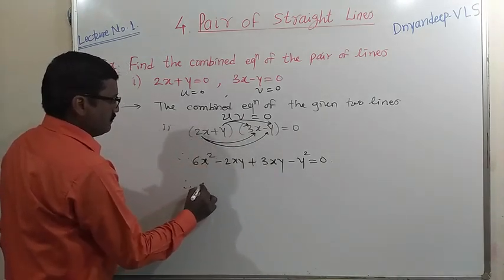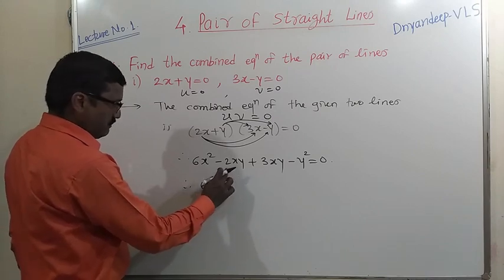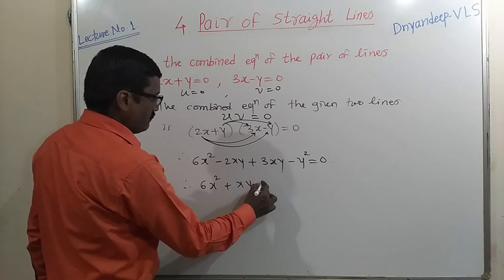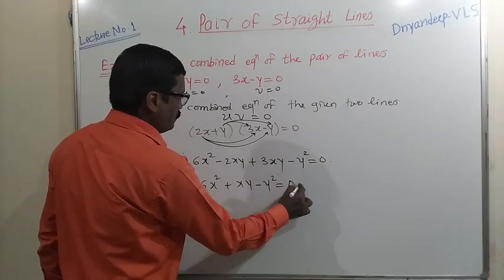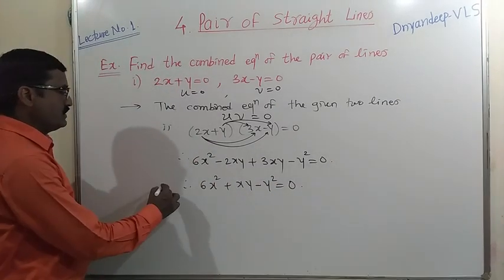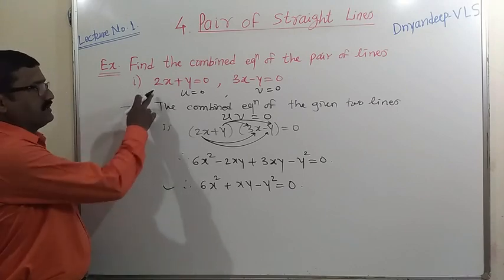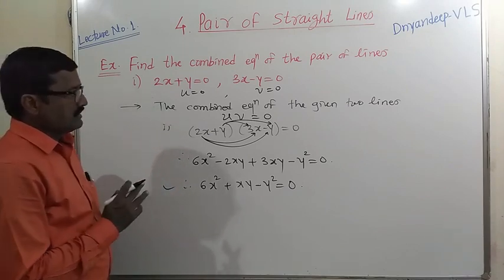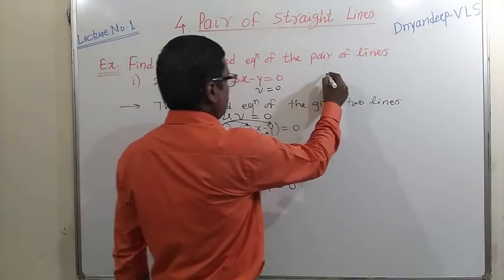Therefore, just simplify once again. 6x square, here is minus 2xy plus 3xy, which is plus single xy, minus y square equal to 0. So this is the combined equation of these two given separate equations. Okay, let us see a similar example, the second one.